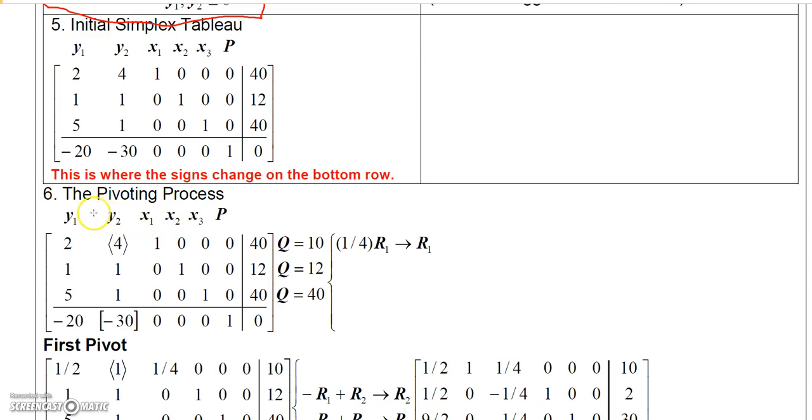So I would actually have to pivot on this column right here, and then I divide these numbers into their constants. So divide 4 into 40, and I get a quotient of 10. Divide 1 into 12, and I get a quotient of 12. Divide 1 into 40, and I get a quotient of 40. Well, of these 3 quotients, the smaller quotient is 10, so that means that this would be my pivot row, which means that this 4 right here is my pivot element.